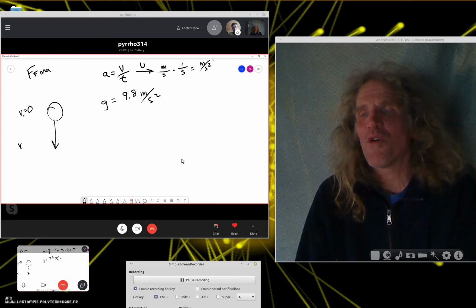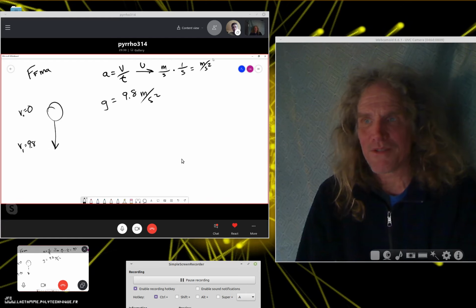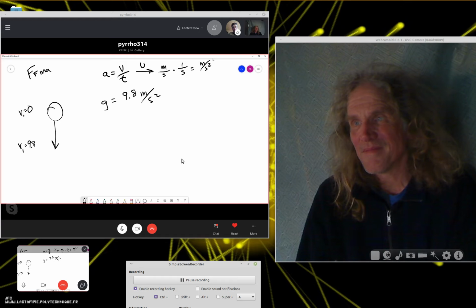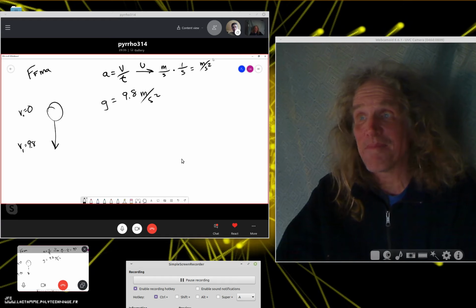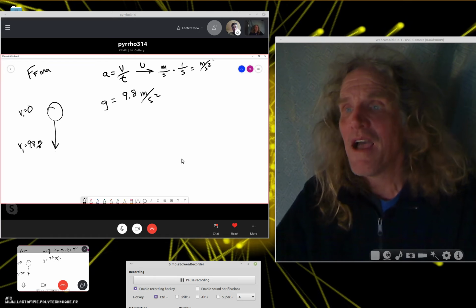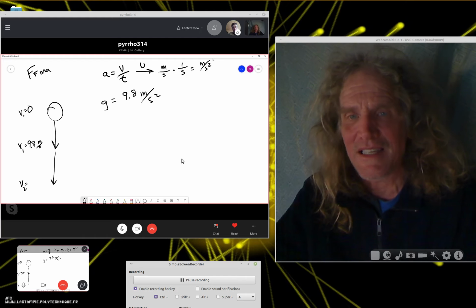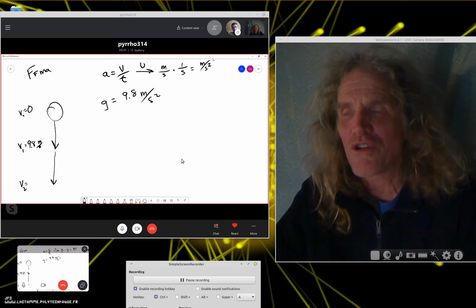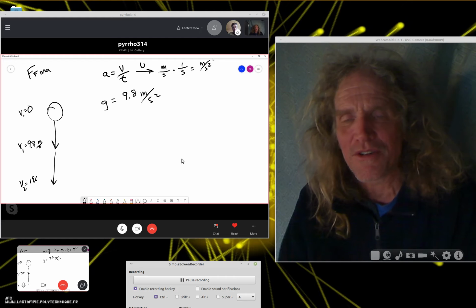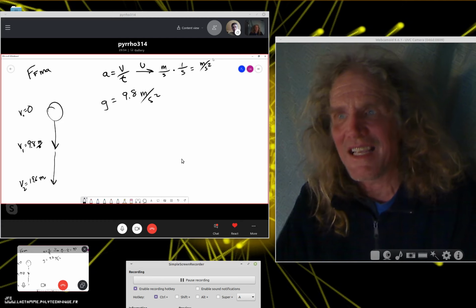Right after one second, it's only gone 4.9 meters. So after 1 second, it hasn't gone 9.8 meters. No, but its velocity, exactly. Its velocity is 9.8 meters per second. But if I measured its velocity your way, based on distance, I would conclude its velocity is 4.9 meters per second, because it only traveled 4.9 meters in that second.